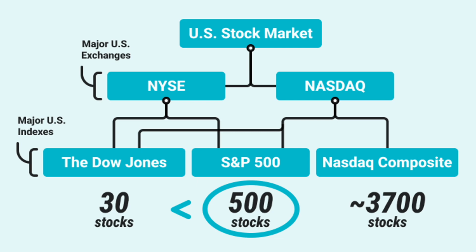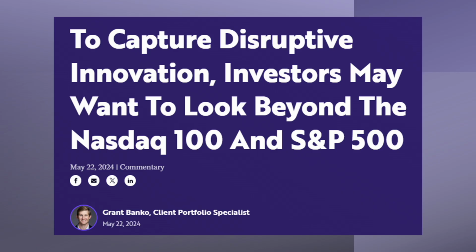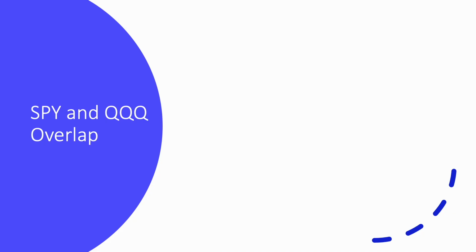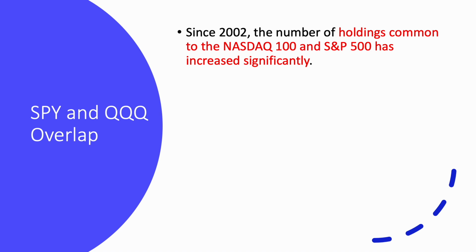So this is a paper put out by ARK Invest, and it's titled "To Capture Disruptive Innovation, Investors May Want to Look Beyond the NASDAQ 100 and S&P 500." Okay, we know where this is going, but it's actually a pretty good paper. And they talk about the overlap between SPY and QQQ. So since 2002, roughly 22 years ago, the number of holdings common to both those ETFs has increased significantly.